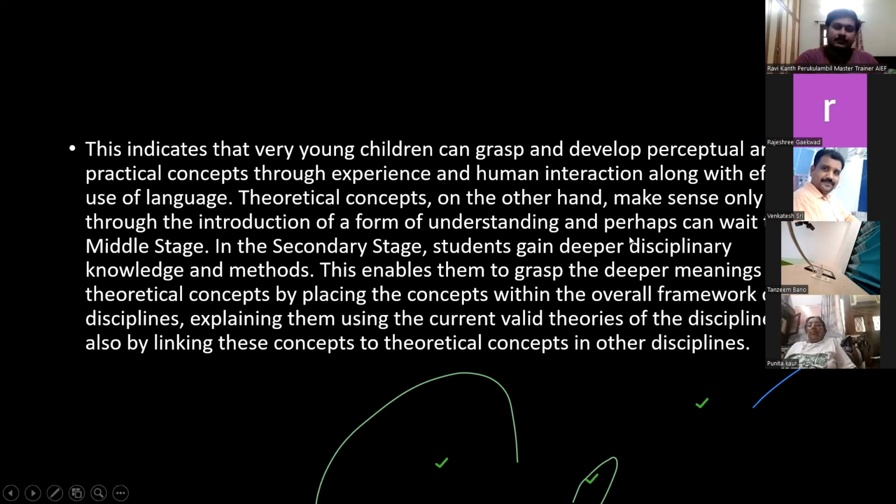In the secondary stage, students gain deeper disciplinary knowledge and methods, which means different areas of the curriculum. Okay. This enables them to grasp the deeper meaning of theoretical concepts by placing the concepts within the overall framework of disciplines, explaining them using the current valid theories of the discipline, and also by linking these concepts to theoretical concepts in other disciplines. So, interlinking of concepts from different subjects or disciplines. Okay, that can happen in the middle stage, right from sixth grade.